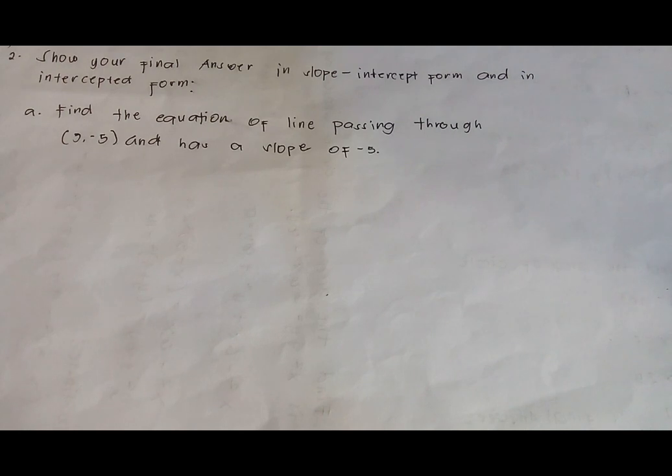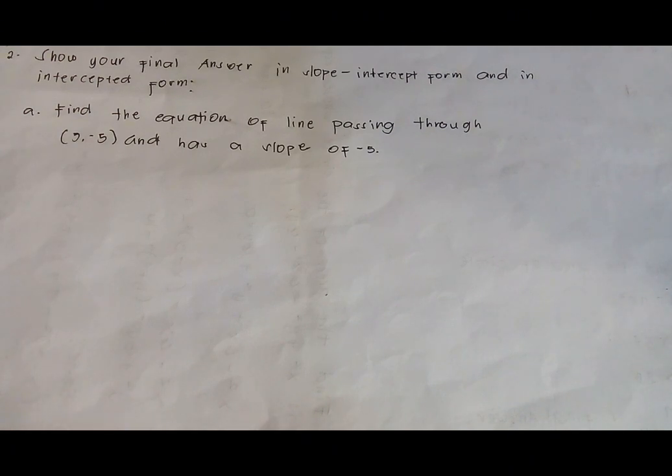For question number 2 for part 1, show your final answer in slope-intercept form and intercept form. So, A, find the equation of the line passing through (5, negative 5) and has a slope of negative 5.